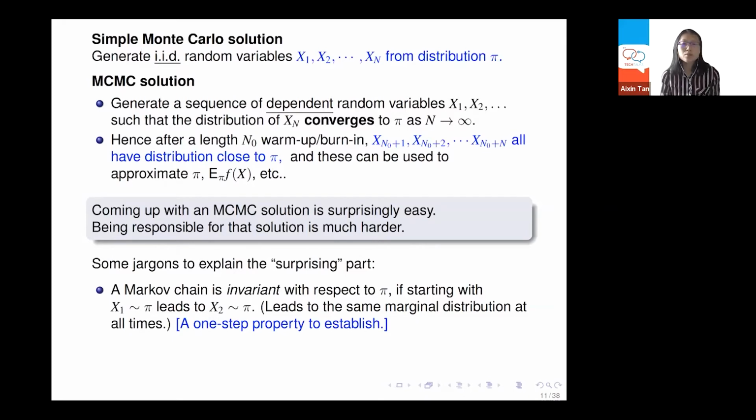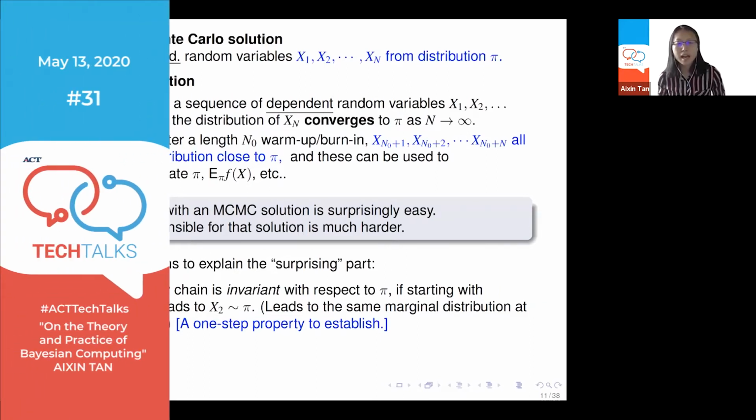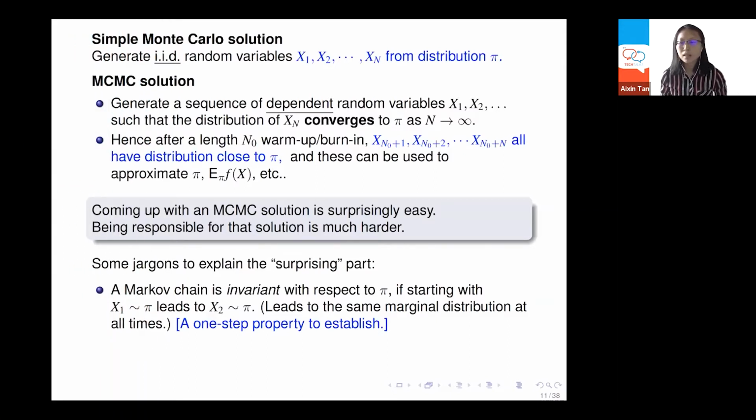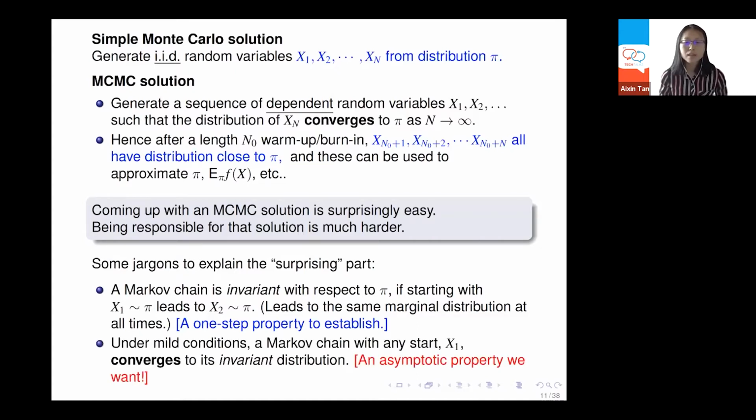So first, we say a Markov chain is invariant with respect to a given distribution pi if you start the Markov chain with x1, this first random variable following pi, and move one step according to the Markov chain rule, it will give you an x2 that also follows the same distribution pi. This is a one-step property to establish, and it actually leads to the same marginal distribution at all times in the future. Under very mild extra conditions, a Markov chain with any start x1, you don't need to start from the invariant distribution, will eventually converge to this invariant distribution, meaning that when n is large, xn will have a distribution that's closer and closer to pi. That's what I mean by converge.